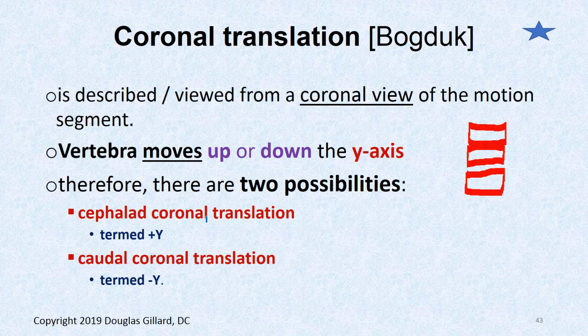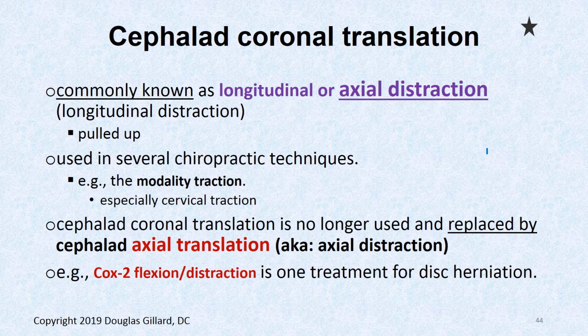We can also have a caudal coronal translation or negative Y. And this is the y-axis right here, right? So you can push down on the patient's head and compress the vertebrae down, and that's a caudal coronal translation. All right? Sometimes these are called longitudinal or, really confusingly, axial distraction. It's a terrible word, yet they use it. Because axial is an AKA for horizontal, axial, transverse. But it's commonly known as a distraction, a longitudinal distraction, or a cervical distraction, or pulling up.